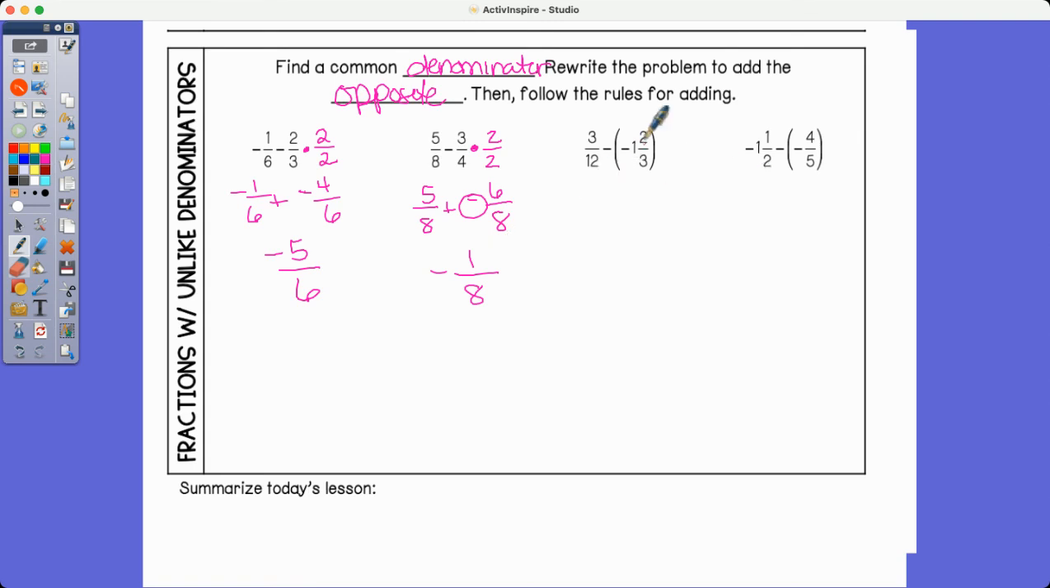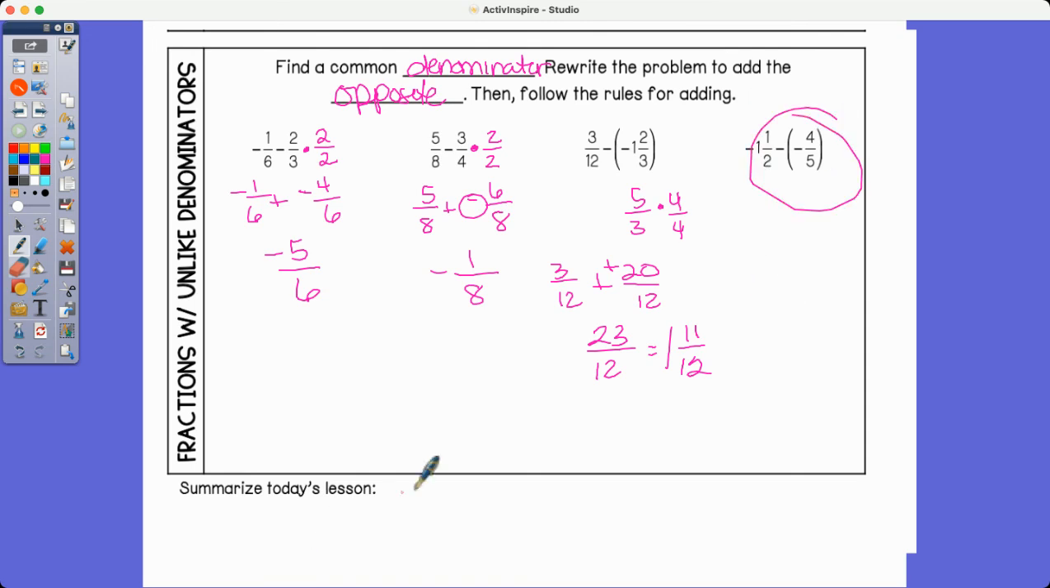Okay. This, just little math magic, 5/3. Okay, and I need to make that into 12ths because that's my LCD. That gives me 20 twelfths. I have 3 twelfths plus a positive 20 twelfths gives me 23 twelfths, which is 1 and 11 twelfths. Last one is for you.